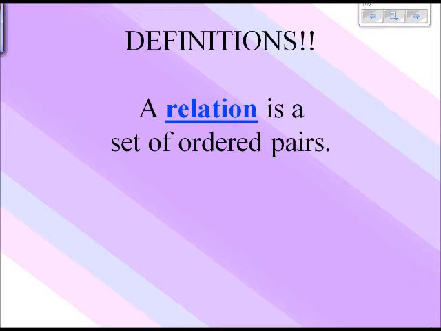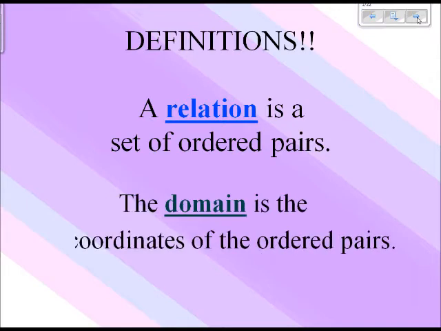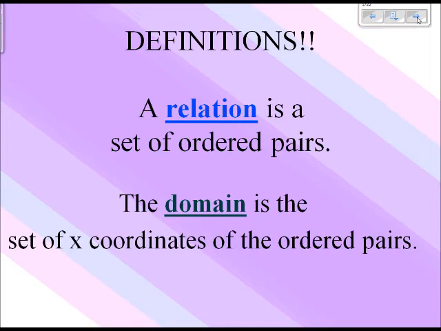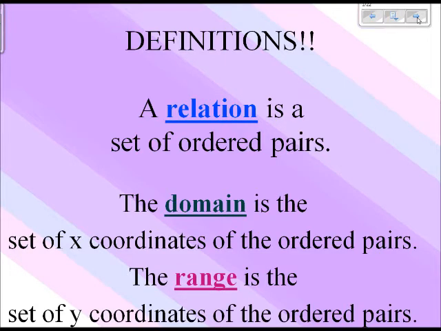So a relation is a set of ordered pairs, and the domain is going to be your x values, the x coordinates in the ordered pairs, and the range is the y coordinates in the ordered pairs. And you have 4 different blanks there, so I'm going to give you 4 different ways of describing domain and range.